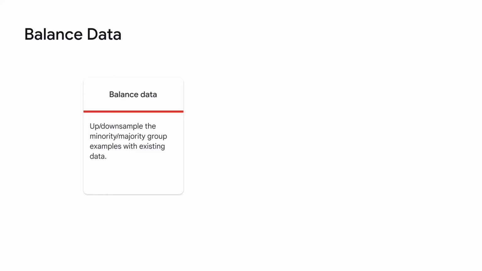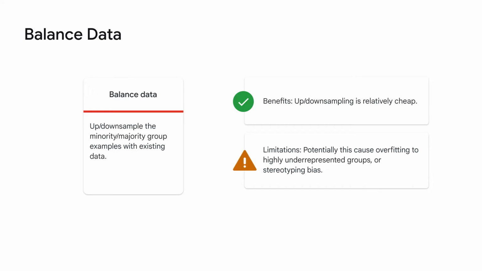Next, balance the data by resampling the dataset. For example, you can upsample or downsample the minority or majority group examples with existing data. Resampling can occur at various stages of the ML workflow, and often depends on the use of the dataset. The benefit of this technique is that it's relatively cheap. No new data is required if you are upsampling underrepresented groups. However, be aware of a limitation: potential to overfit highly underrepresented groups, and pay attention to amplification leading to stereotyping bias.